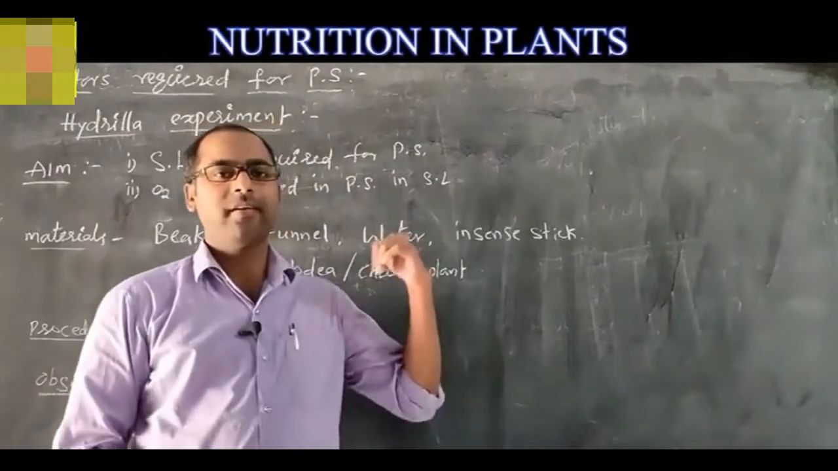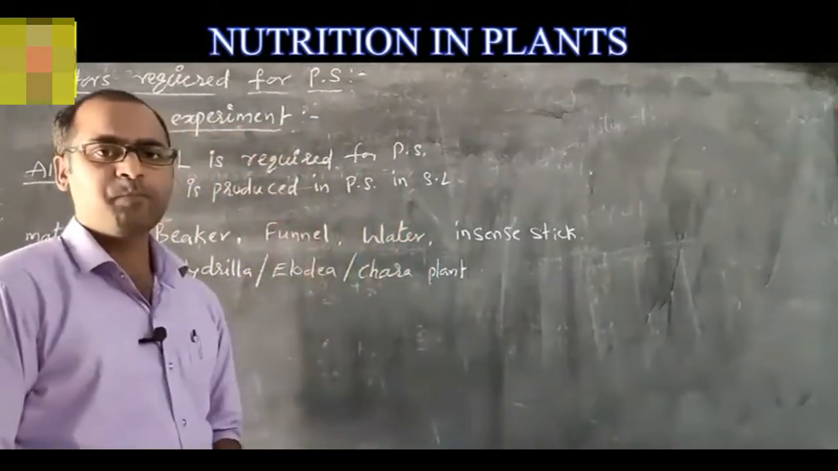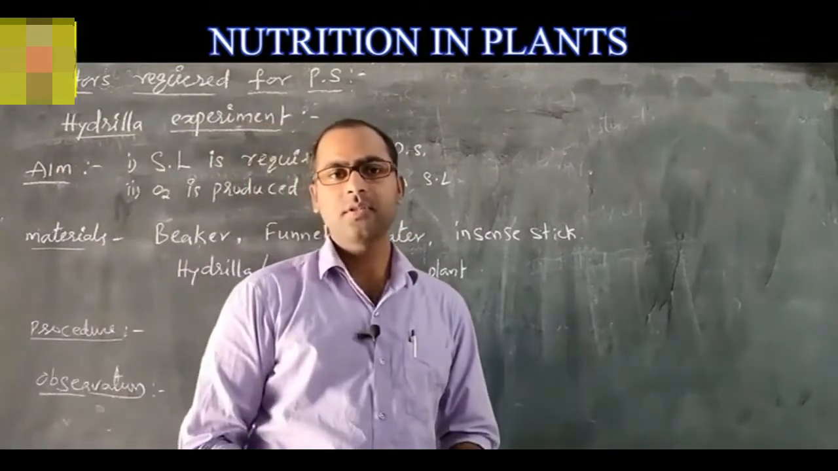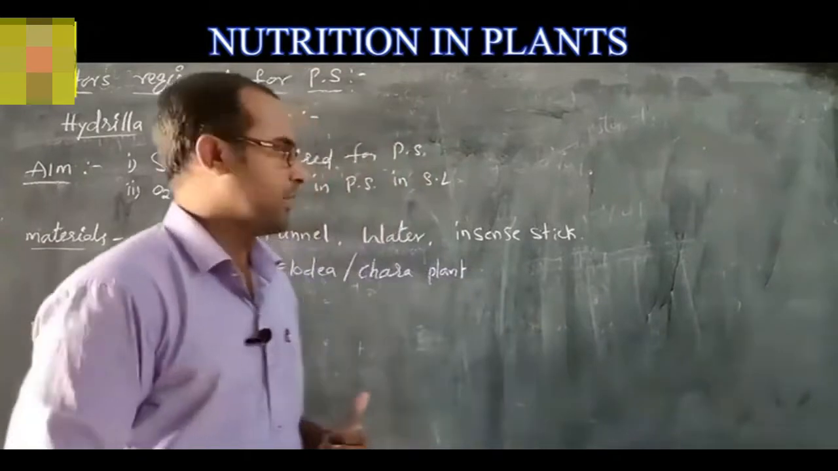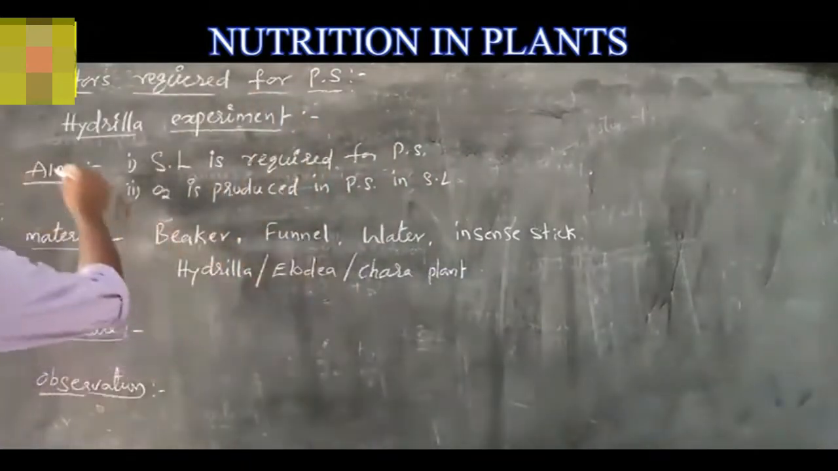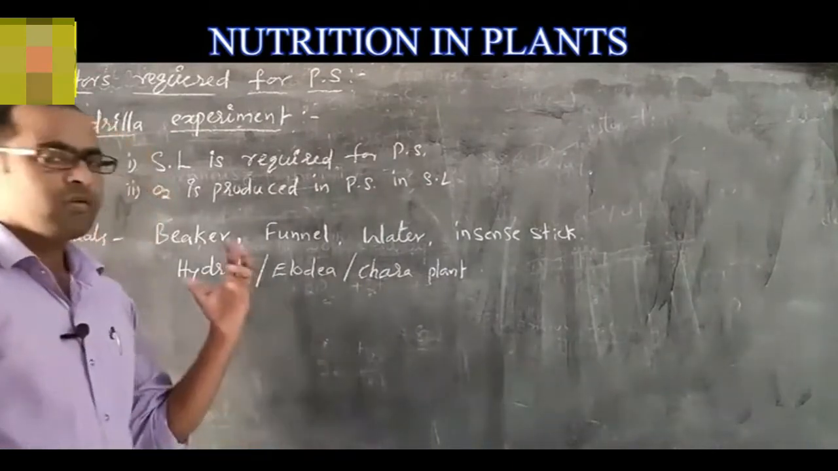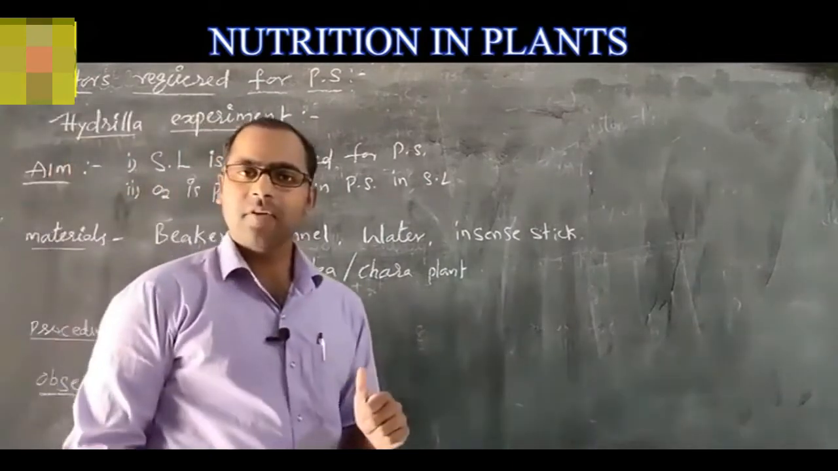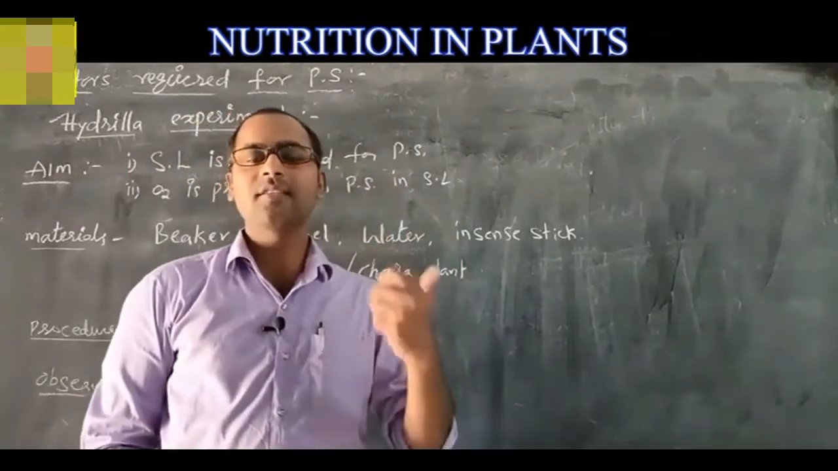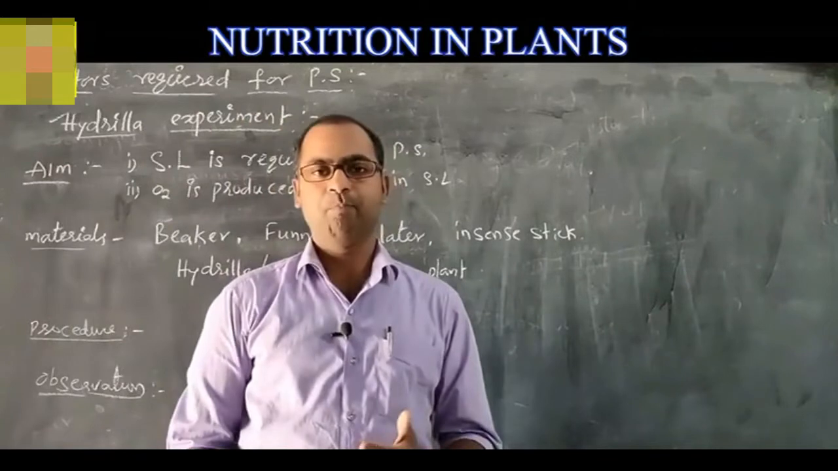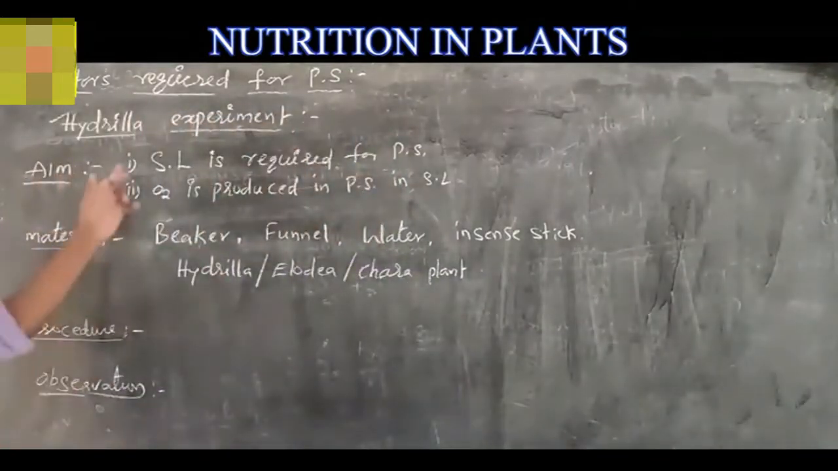Let us perform the hydrilla experiment. It was performed by Jan Ingenhousz to prove that sunlight is necessary for photosynthesis. So let us do the activity, the hydrilla experiment. With this activity we can confirm that sunlight is necessary for photosynthesis, as well as that oxygen is released in photosynthesis in presence of sunlight. So what is the aim of this activity?